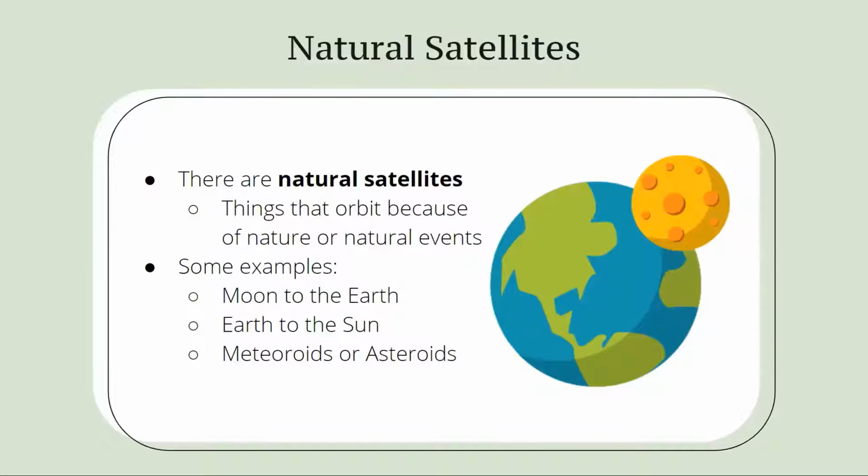Just like that, the Earth to the sun is a natural satellite because nobody put the Earth in there in specific to rotate around the sun. It just happened because of natural events. And then finally, we have meteoroids or asteroids, which are small rocks that are floating around in space. They can be big, actually, or small, but they're floating around in space and they get pulled on by a planetary or solar gravitational field, and they start to also rotate around in orbit. So all of these are examples of natural satellites.